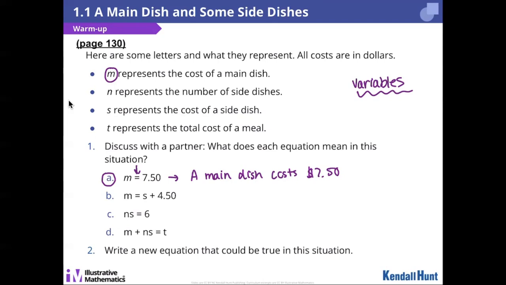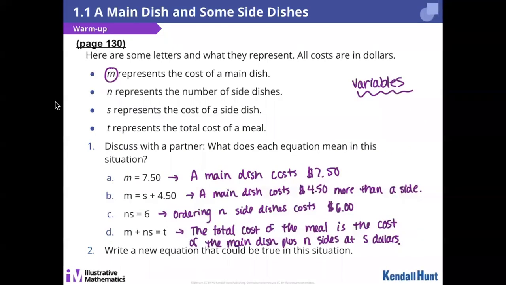Now, what I want you to do, not necessarily with a partner, but just on your own, is work through and answer questions B, C, and D. I want you to think about what each of those equations could possibly mean and write down what you're thinking. So take a moment here, please, and pause your video and try examples B, C, and D.